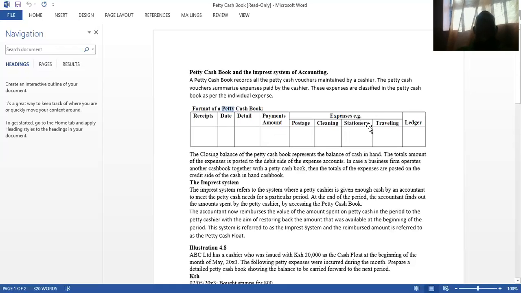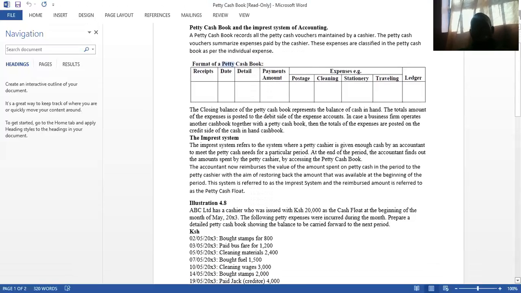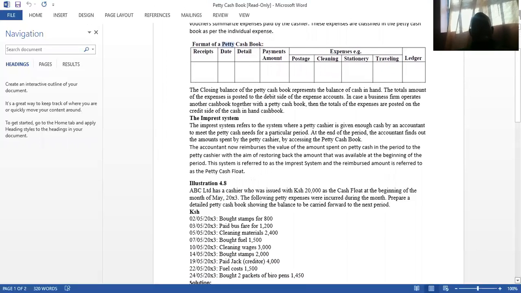Remember, first of all, the expense columns will keep on changing from business to business, and in an examination, you will be told the columns to prepare or use. It must be indicated in the examination question. So postage, training, stationery, traveling, and leisure are just an illustration, but you can find a different scenario depending on the question. Before you put the amount on the expenses column, it must first be captured on the amount column here. So let us look at an example so that the point can be driven home.